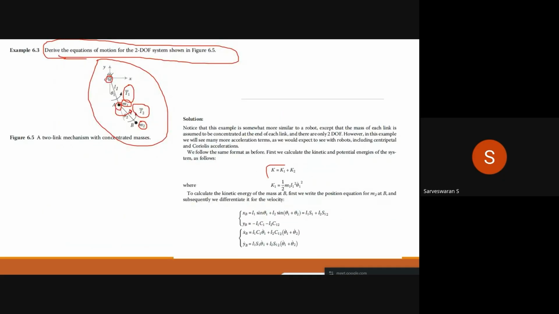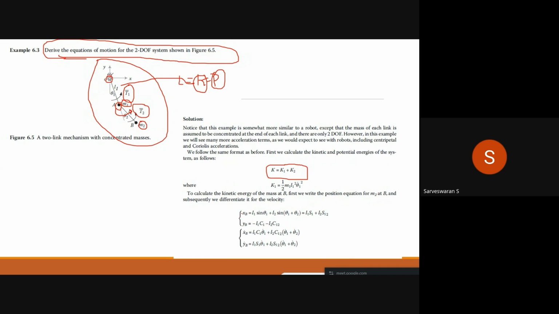So you take this relation. We are going to solve using the Lagrangian approach. So L is equal to K minus P. That is the formula that we have, where K is your kinetic energy, P is your potential energy. So we have to solve for the kinetic energy of link 1, and the potential energy of link 1 also we have to solve, and kinetic energy of link 2 and potential energy of link 2 also we have to solve. So K is given by half mv square.